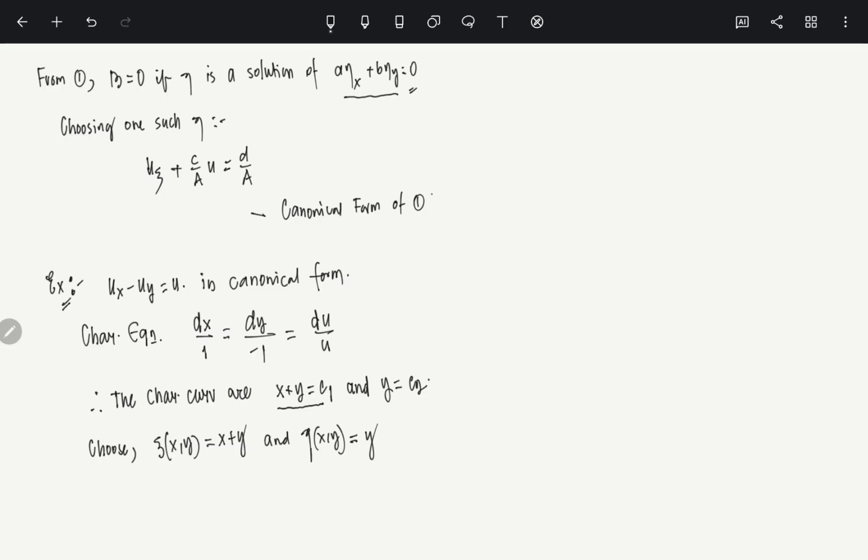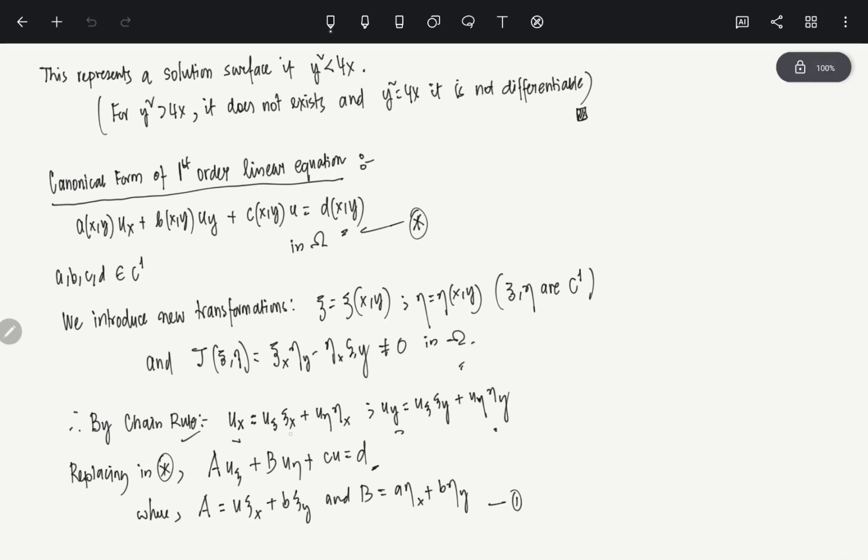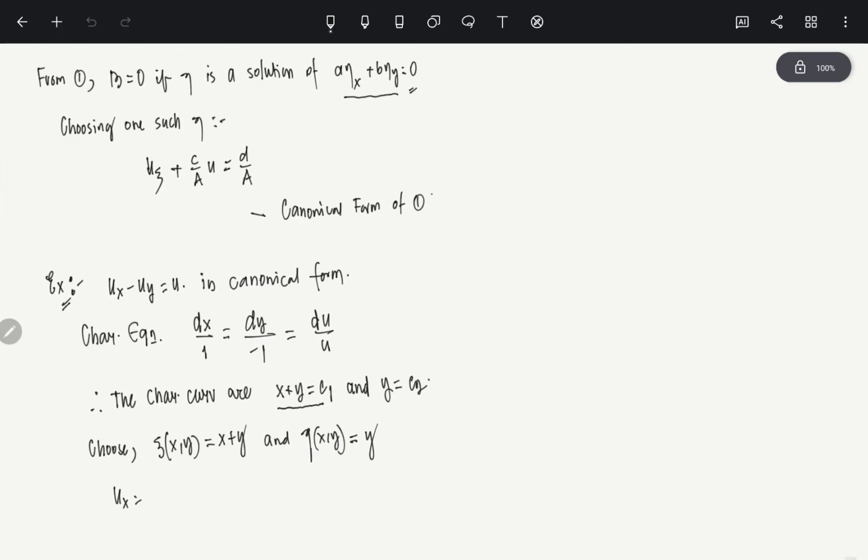If you do that, then what happens to ux? ux is u xi xi x plus u eta eta x. You calculate all this, and what will happen is ux equals u xi and uy equals u xi plus u eta. Therefore, the equation which you are going to get, the canonical form, is ux, which becomes u xi, minus uy.